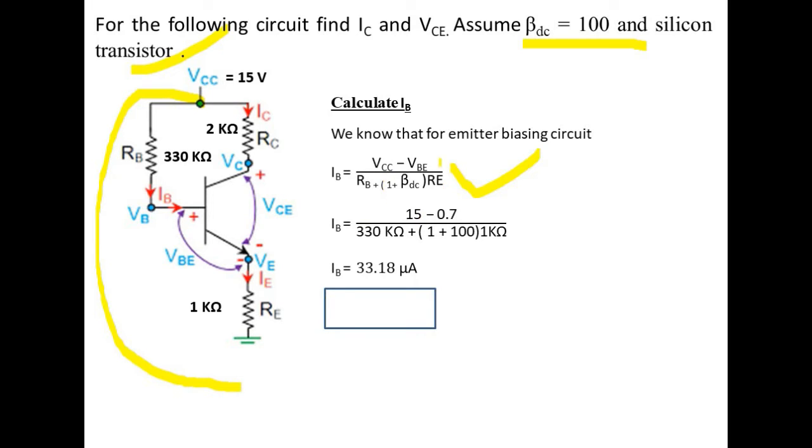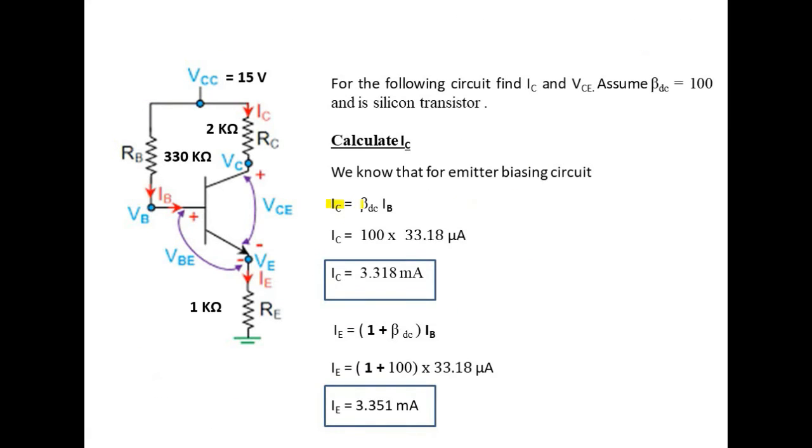Putting the values of VCC, VBE, RB, beta DC and RE, we get IB is equal to (15 minus 0.7 volt) upon (330 kilo ohm plus (1 plus 100) kilo ohm), and after solving we have got IB as 33.18 microampere. We have calculated the input current IB. So IC is equal to beta DC times IB. Beta is equal to 100. IB is calculated as 33.18 microampere. Putting these two values, we have got IC as 3.318 milliampere.